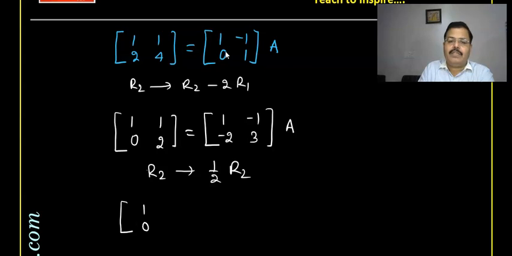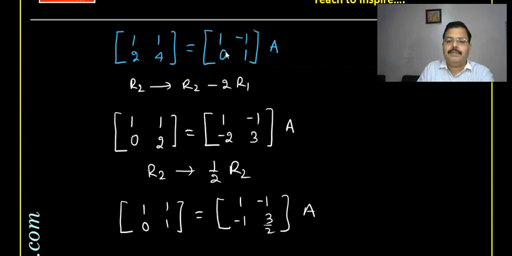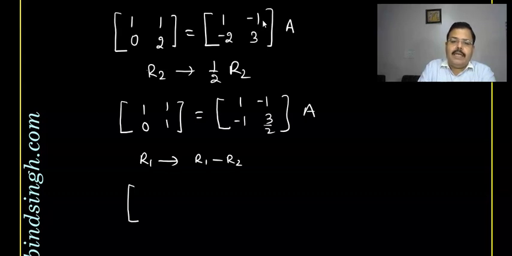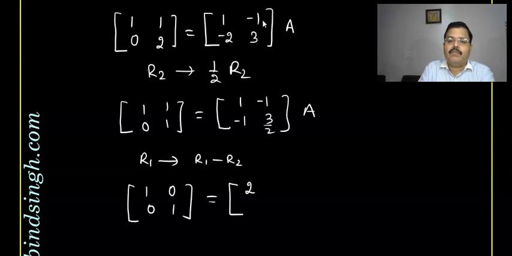In that case it will be 1 0 1 1, and this will also be divided by 2, so 1 minus 1 minus 1 and 3/2, and A. Now using A22, make all other elements of this column 0, and how to make them 0? I can simply subtract. So the next step will be R1 tends to R1 minus R2. In that case, what will be? 1 and this will be 0, that is 0 and 1. Only R1 is going to change. So R1 minus R2 will be 2, and minus 1 minus 3/2 is minus 5/2, and this is minus 1 and this is 3/2, and that is A.